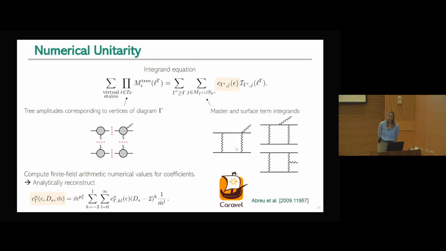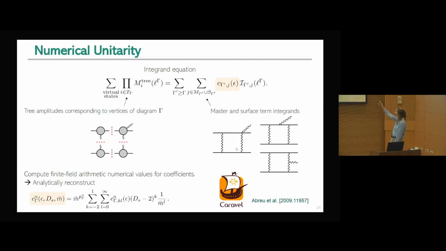Now, computing the amplitude, we use this approach of numerical unitarity. At the heart of numerical unitarity lies this integrand equation here, where the right side is a decomposition into master integrals and surface integrals. The master integrands in our case are scalar integrands, so it's the box, the pentagons, triangles, and so on. Surface integrands we call terms that integrate to 0 because of IBP relations.